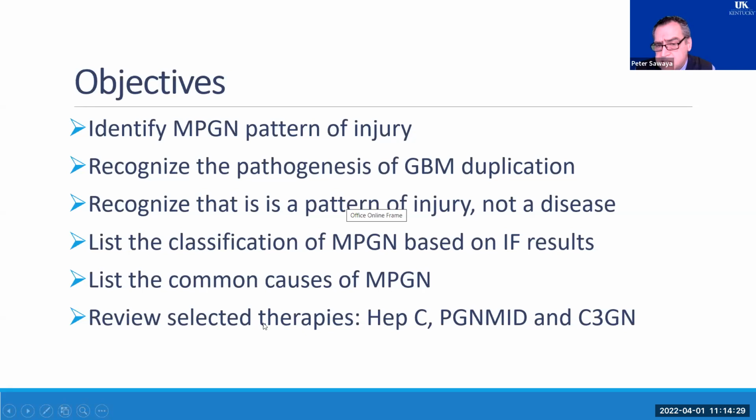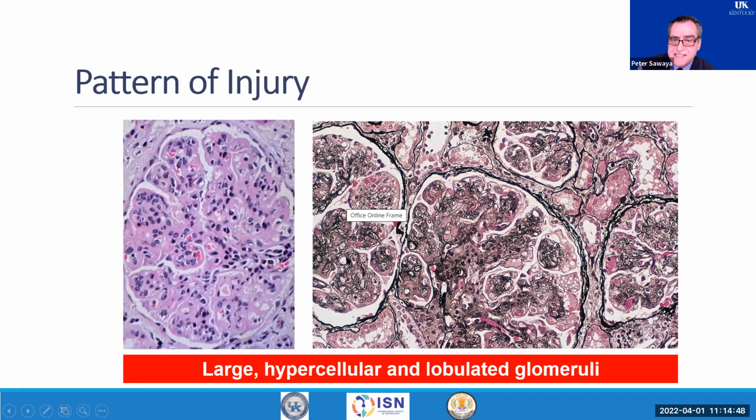Finally, I'm going to review just a few therapies for the common ones that we see: hepatitis C for us, probably schistosomiasis for you, proliferative GN with monoclonal immune deposits, and C3 glomerulonephropathy or glomerulonephritis. So this is the look of it.